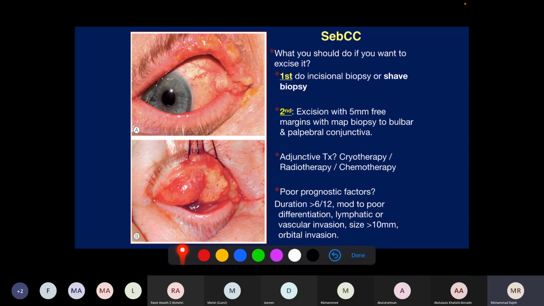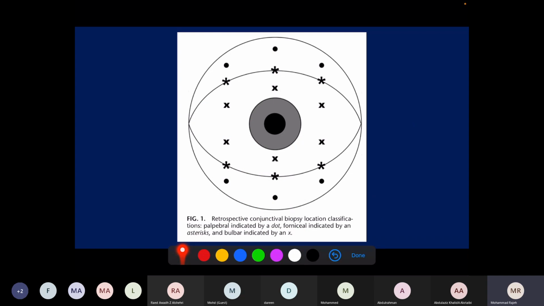Poor prognostic factors is mostly an MCQ question. But this is map biopsy. There are different ways to do map biopsy, but this is from Shields and Shields. So as you can see, the dot is the palpebral, and this one is the forniceal, and this is the bulbar. You plot it the same way as the picture. And the reason you do that is because of pagetoid spread.